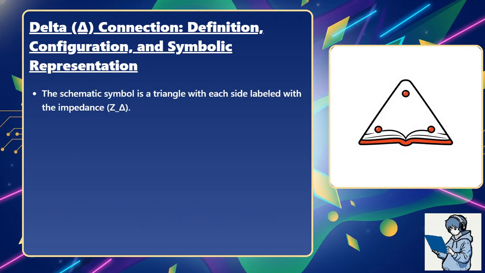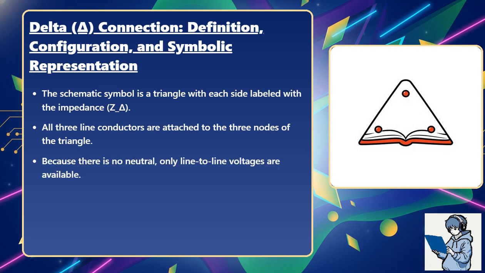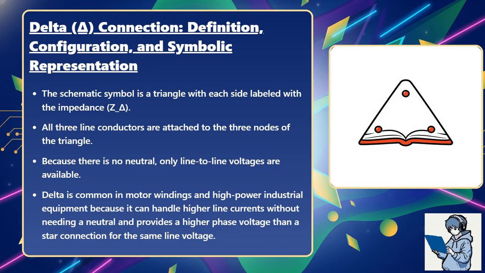The schematic symbol is a triangle with each side labeled with the impedance Z delta. All three line conductors are attached to the three nodes of the triangle. Because there is no neutral, only line-to-line voltages are available. Delta is common in motor windings and high-power industrial equipment because it can handle higher line currents without needing a neutral and provides a higher phase voltage than a star connection for the same line voltage.